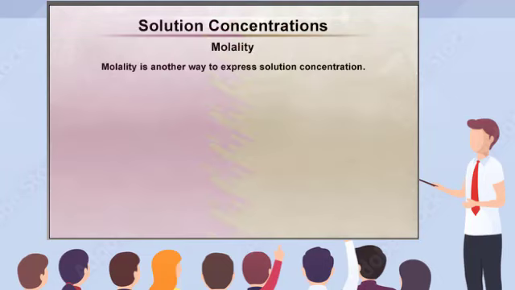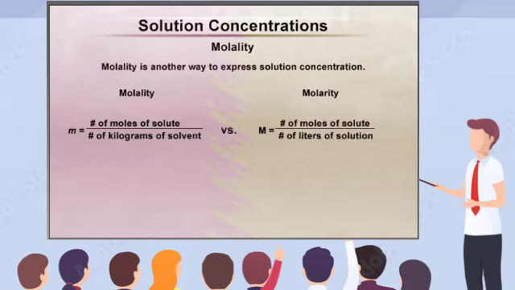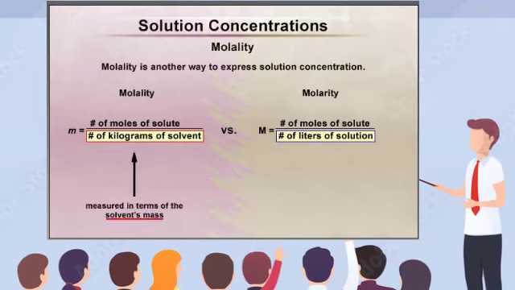A second way to express solution concentration is molality, which is denoted by a lowercase italicized m. Molality expresses the number of moles of solute per kilogram of solvent. Note that the units in the denominator position differ between molarity and molality. Molality measures the mass of solvent, whereas molarity measures the volume of the entire solution.